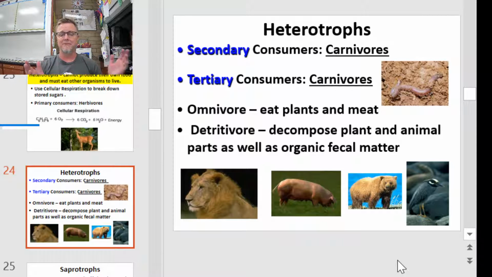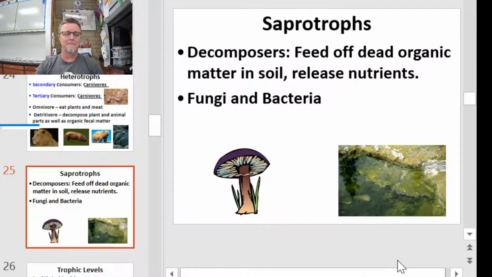Omnivores can eat whatever they want. They can eat plants or meat. If you're a detritivore, then you eat decomposed plant and animal parts as well as organic fecal matter. Saprotrophs are organisms that are decomposers. They feed off of dead matter and soil, and this group are not detritivores, but instead fungus and bacteria that finish off whatever the detritivores didn't eat.